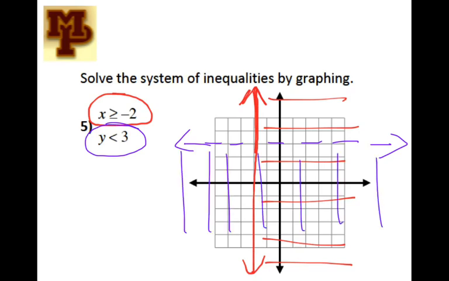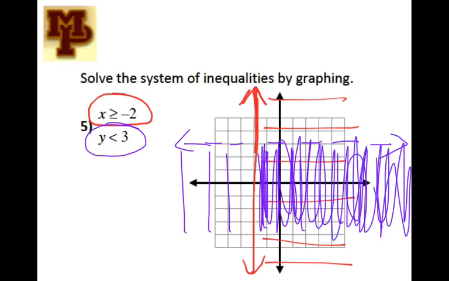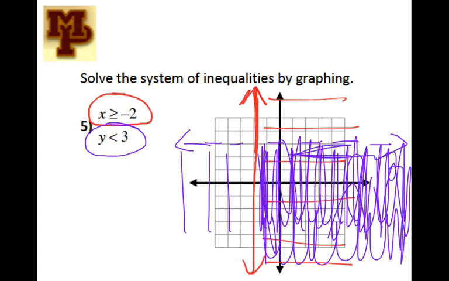And then what we would do is we would look to see where they overlap, and you can tell they overlap in this region here. So this would be the solution. Only the part that I have shaded in a little bit darker is actually the solution to the system.